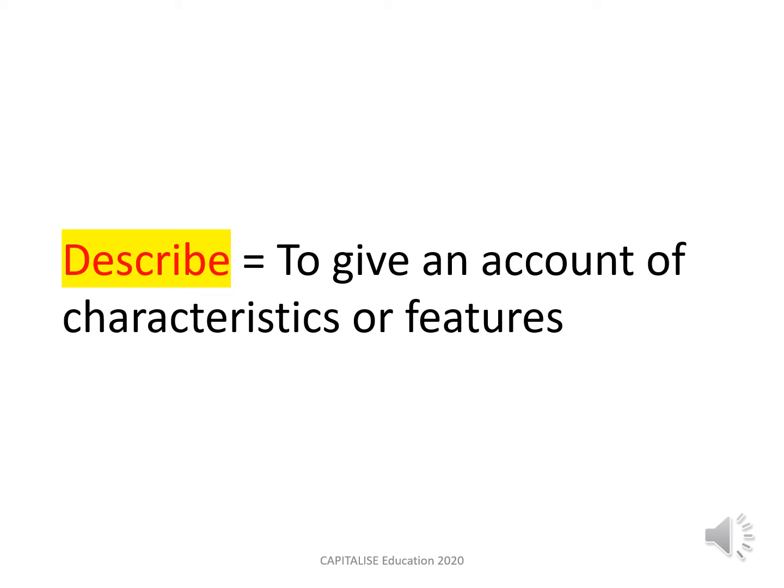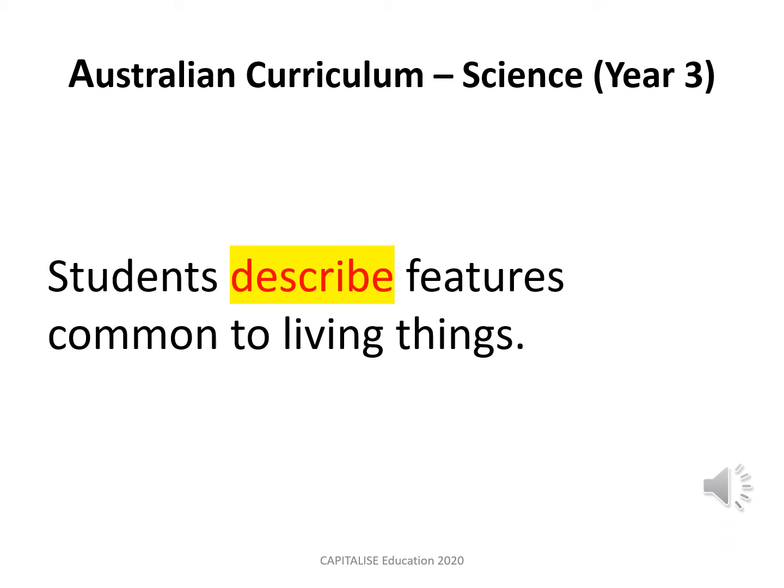Teachers need to be able to understand what the cognitive verb is asking the students to do within the Achievement Standard. In this Achievement Standard, the cognitive verb is describe. ACARA defines describe as to give an account of characteristics or features. So, this achievement standard from Year 3 Science is asking students to give an account of the features common to living things.